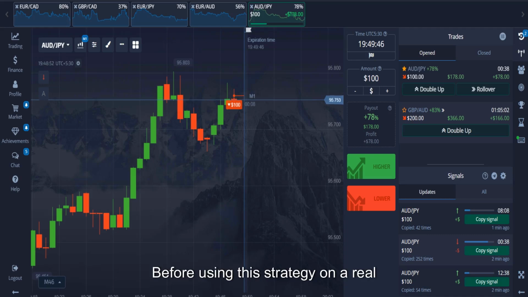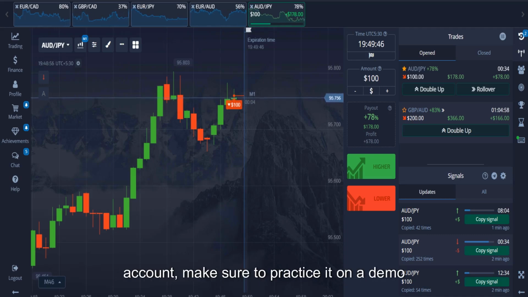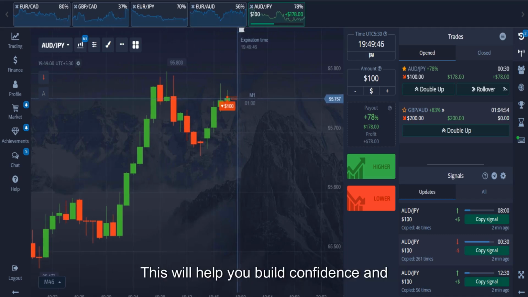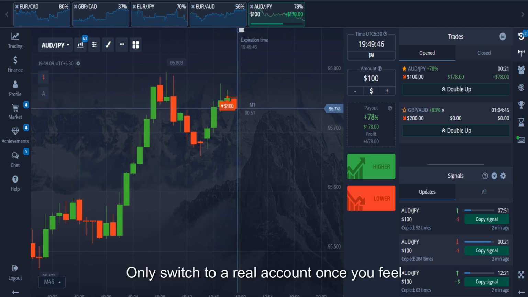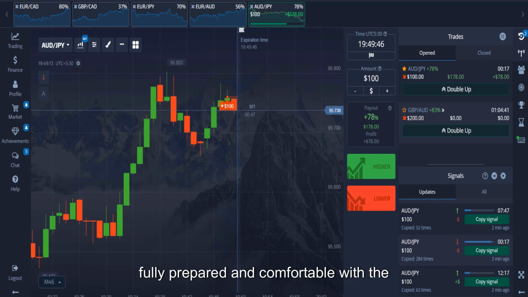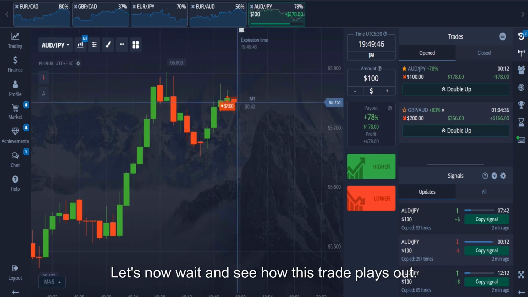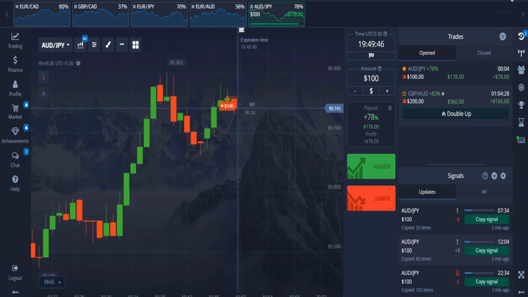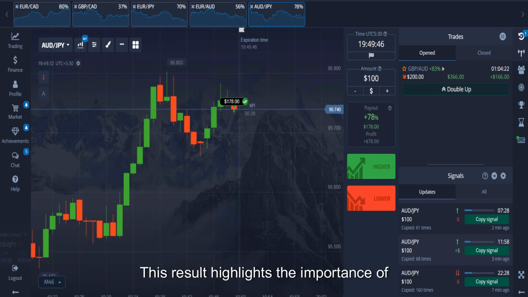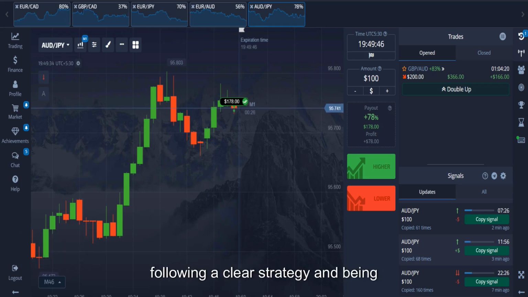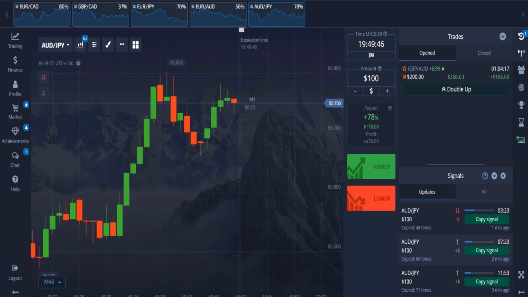Before using this strategy on a real account, make sure to practice it on a demo account first. This will help you build confidence and better understand the setup. Only switch to a real account once you feel fully prepared and comfortable with the strategy. Let's now wait and see how this trade plays out. We have won this trade. This result highlights the importance of following a clear strategy and being patient while trading.